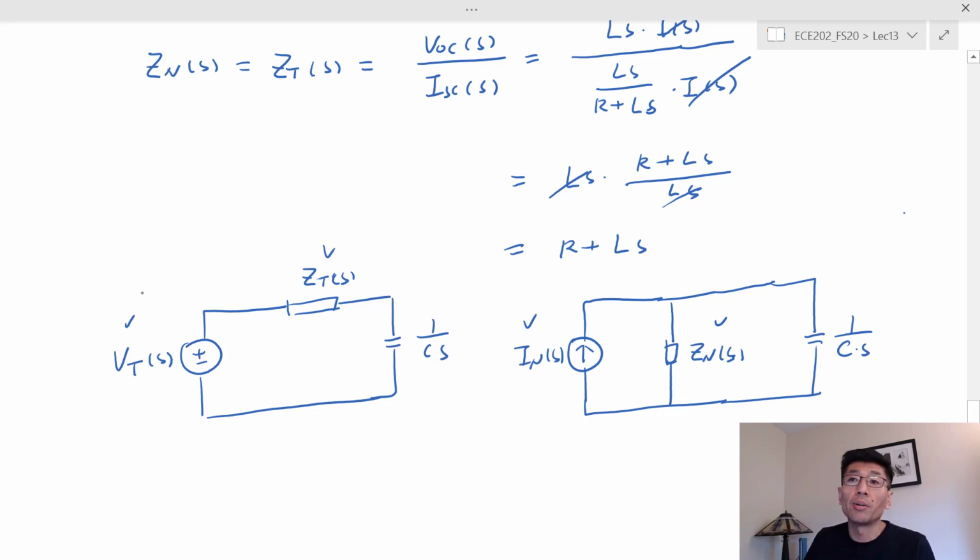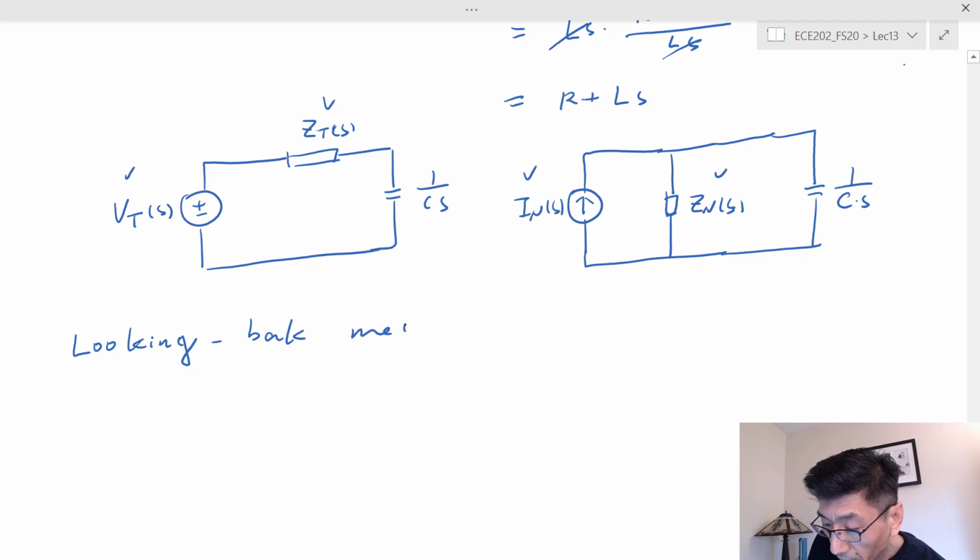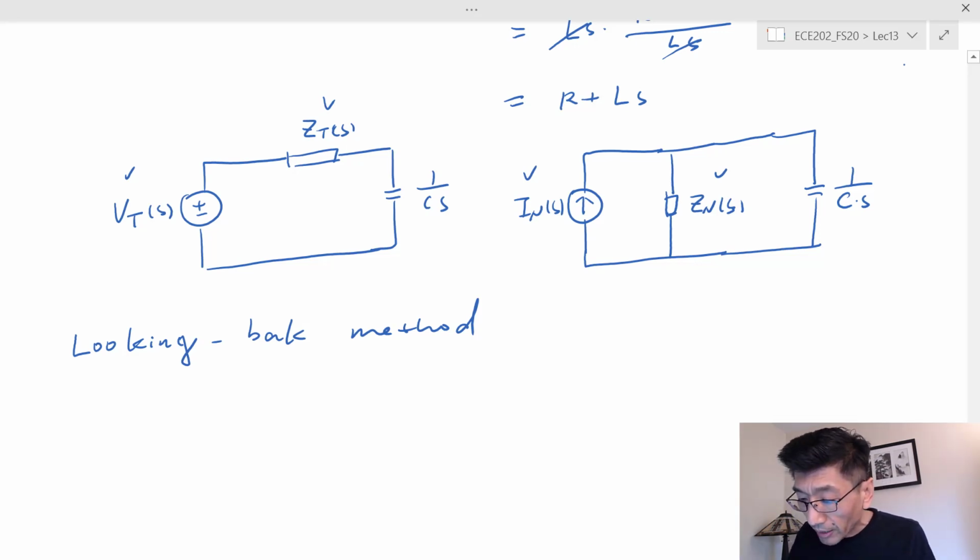And we also know that there's a looking back method. You can find the Thevenin or Norton equivalent impedance by looking back. If we use the looking back method, we can just turn off the source, right? To turn off the source, we draw the circuit.